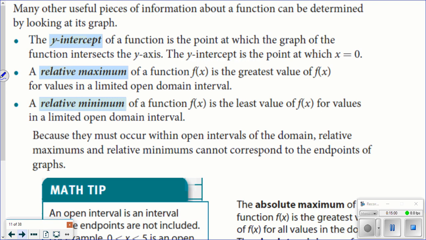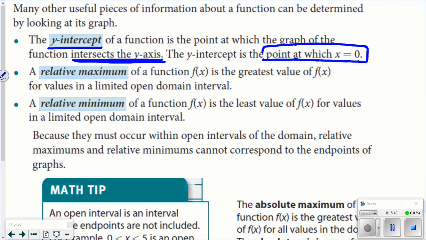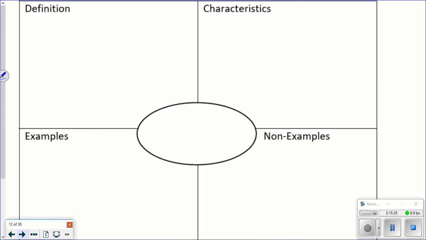Another vocab term. The y-intercept of a function is the point at which the graph of the function intersects the y-axis. So y-intercept, y-axis. It's also the point at which x equals 0. You guessed it, we're going to add it to our vocab organizer. Y-intercept is something that you're going to use a lot in second trimester as well.